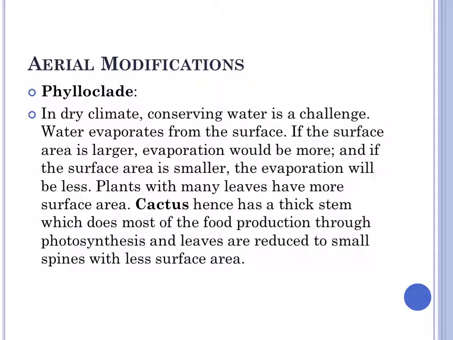Aerial modification. Phylloclade. In dry climate, conserving water is a challenge. Water evaporates from the surface. If the surface area is larger, evaporation would be more, and if the surface area is smaller, the evaporation will be less. Plants with many leaves have more surface area. Cactus hence has a thick stem which does most of the food production through photosynthesis, and leaves are reduced to small spines with less surface area.